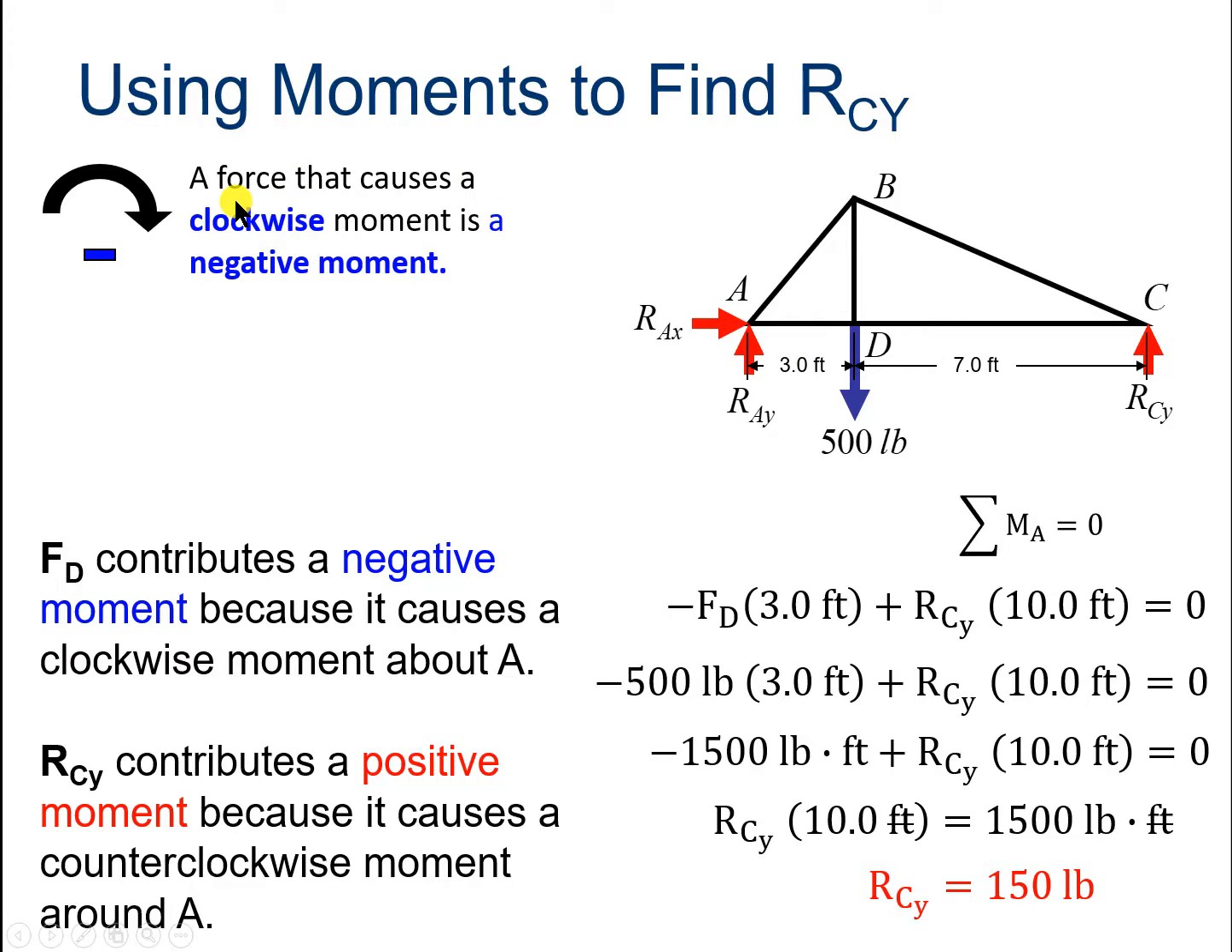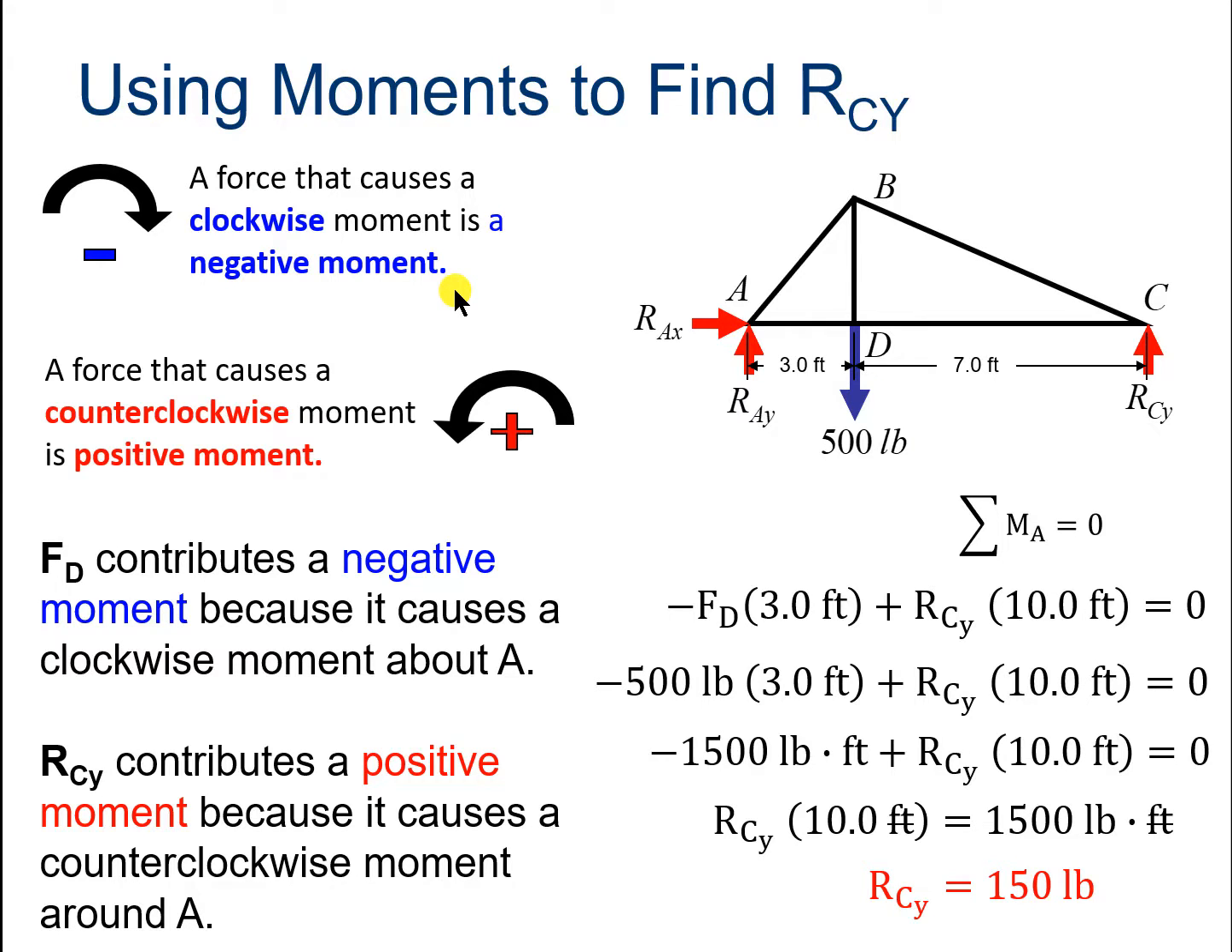So again, if you're doing this on paper, a force that causes a clockwise moment is negative. A clockwise moment is negative, and counterclockwise is positive. That's by convention.